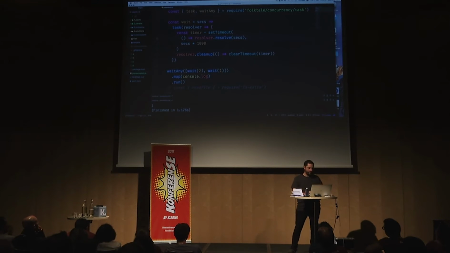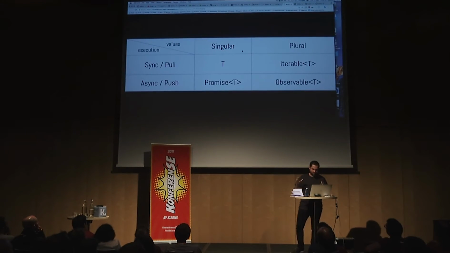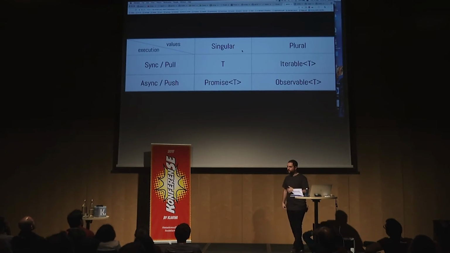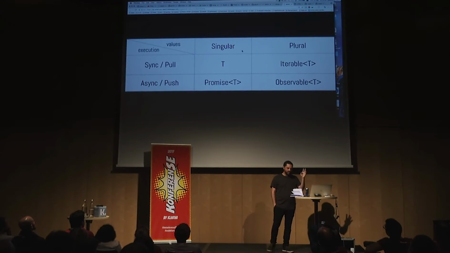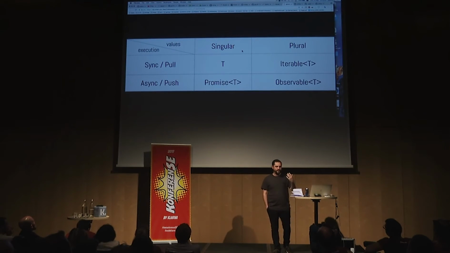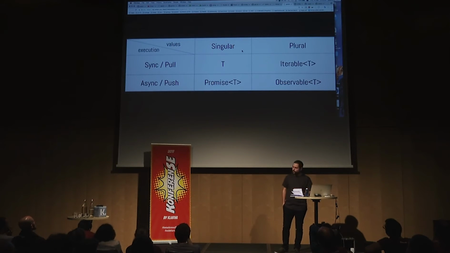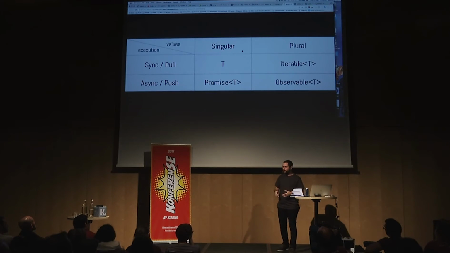But finally, last but not the least, I wanted to show you this picture. You can see this in Eric Meijer presentations, and he calls it the general theory of reactivity. So the idea here is that when you have a synchronous value, you have this T, right? So a string or a number or something like that. And when you have a list, we call these things iterables, right? So an array, for instance.